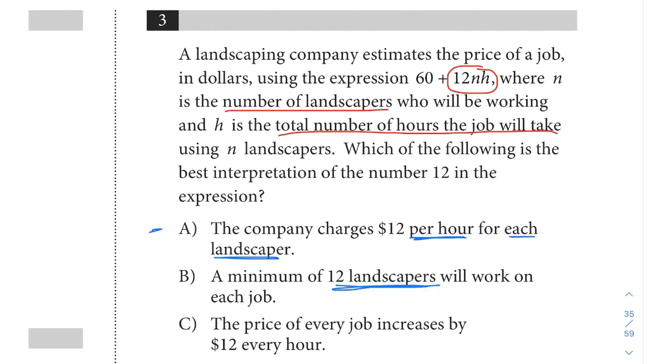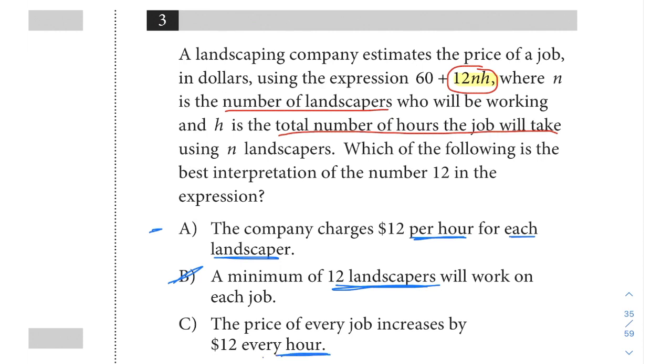So B talks about landscapers, but it doesn't mention anything about the number of hours. And remember, this expression covers both number of landscapers and number of hours. We need to see both of those factors included in a correct answer choice. So we can say no thank you to answer choice B. Now for C, it says the price of every job increases by $12 every hour.